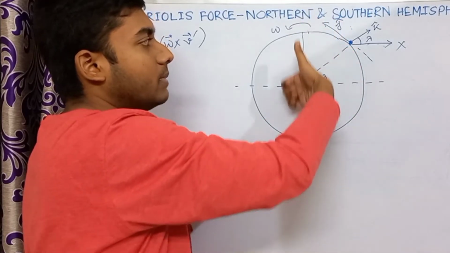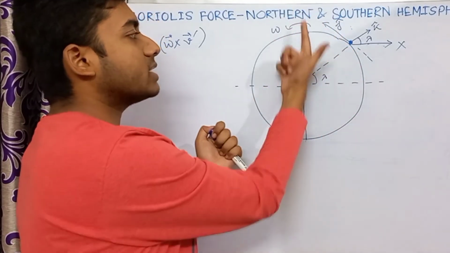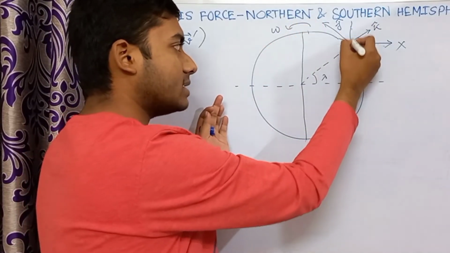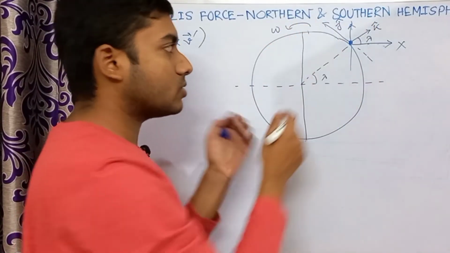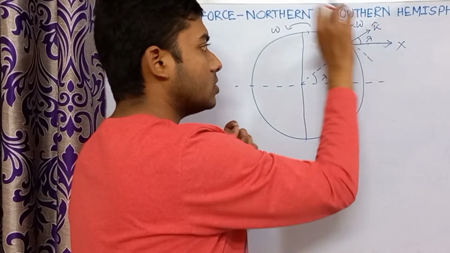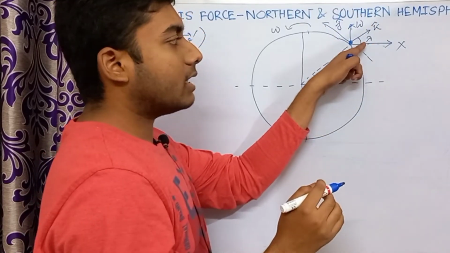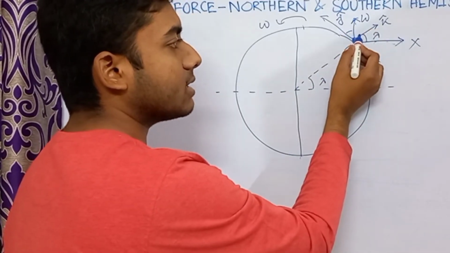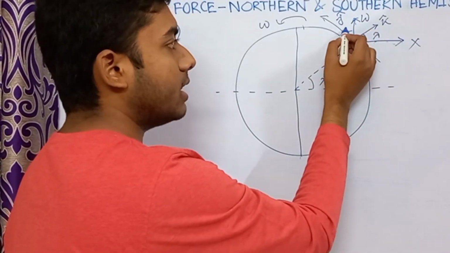So the omega will be in positive this way. Okay, so omega is directed along this way. So this is our omega. So if this angle is lambda, then this angle will be what? This is 90 minus lambda, and this angle will also be lambda.